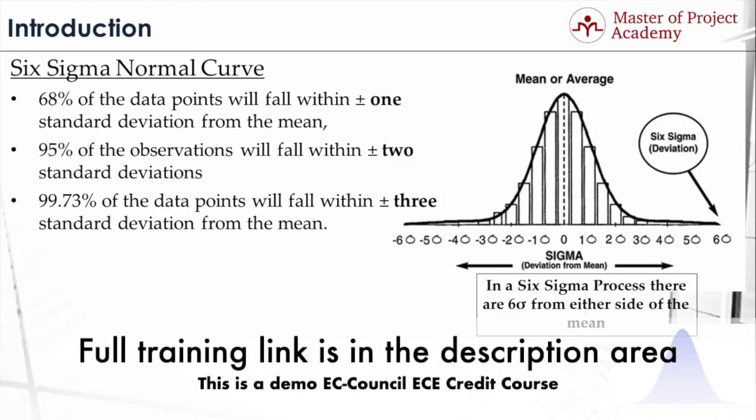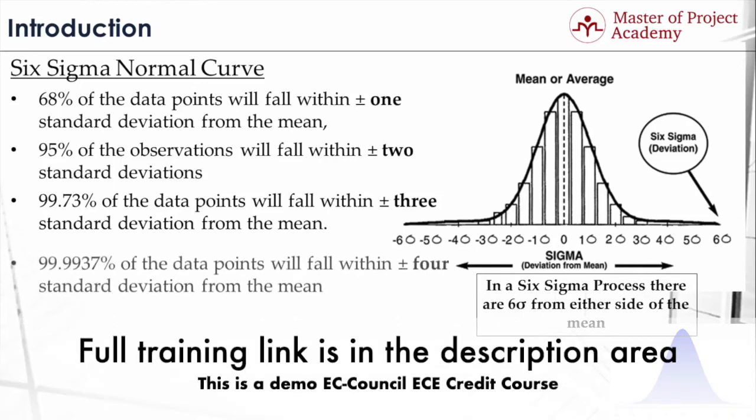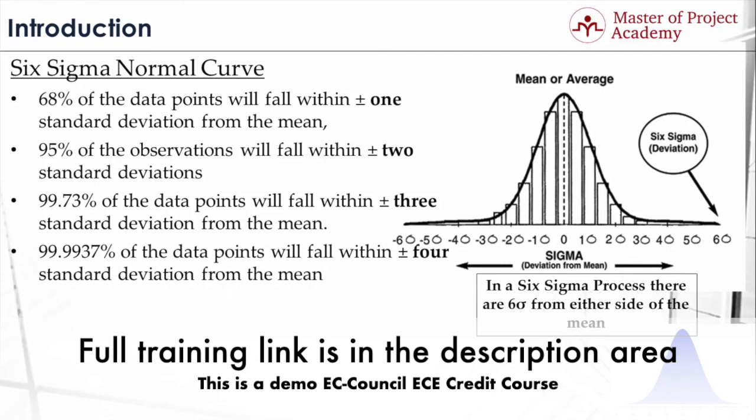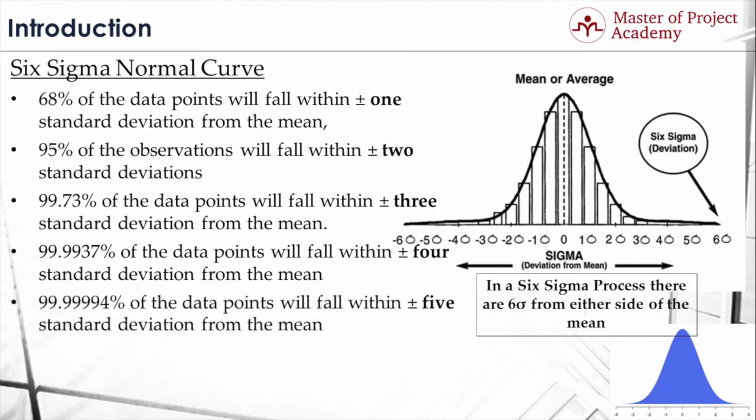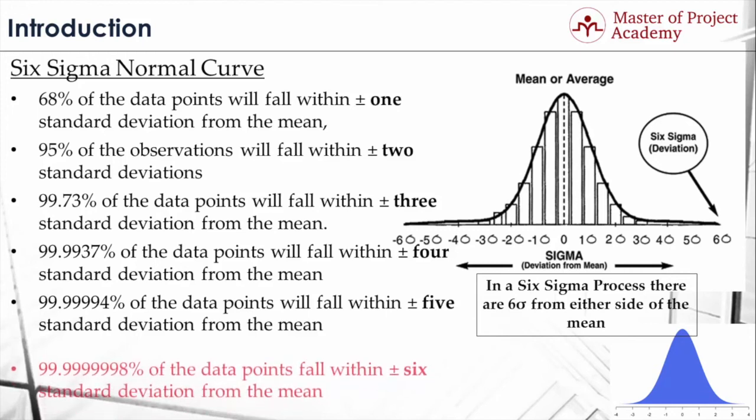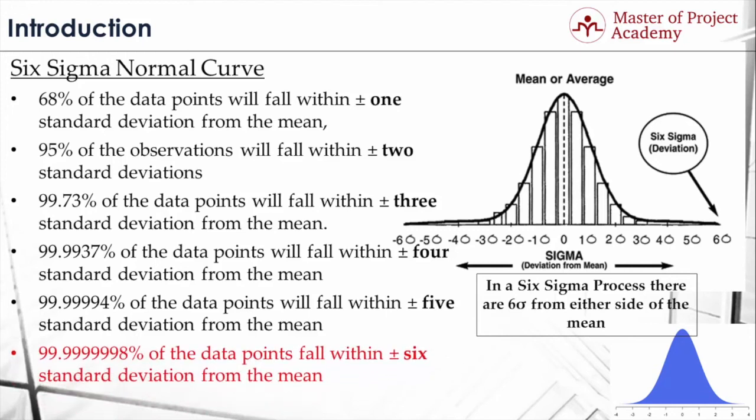Now, the extension would be as follows. 99.9937% of the data points will fall within plus or minus 4 standard deviations from the mean. 99.99994% of the data points will fall within plus or minus 5 standard deviations from the mean. And finally, 99.999998% of the data points fall within plus or minus 6 standard deviations from the mean.